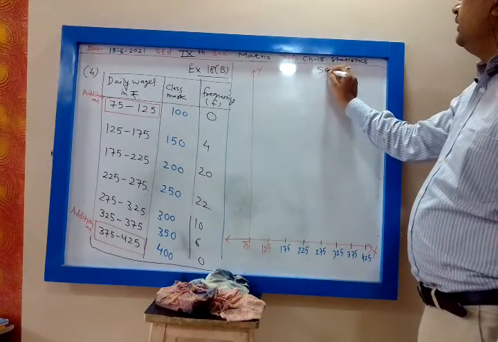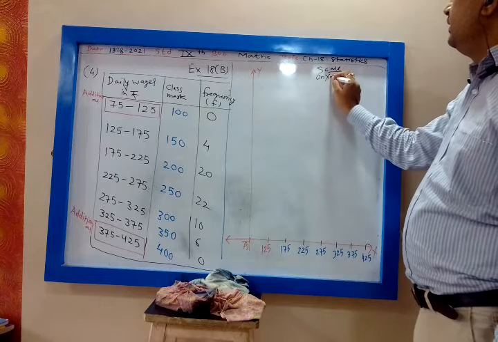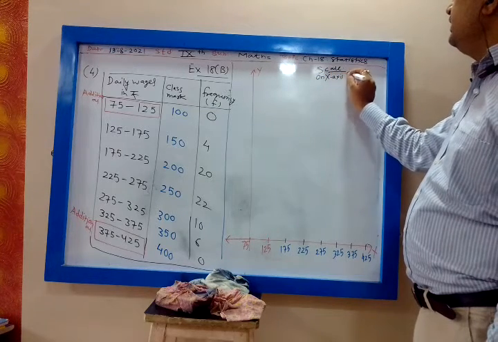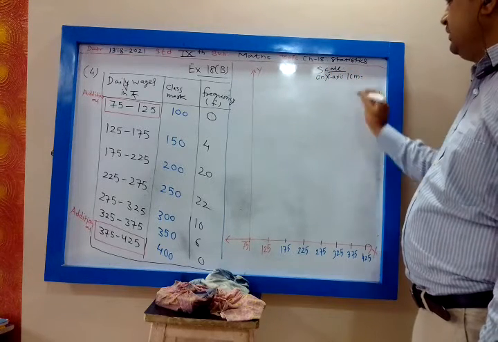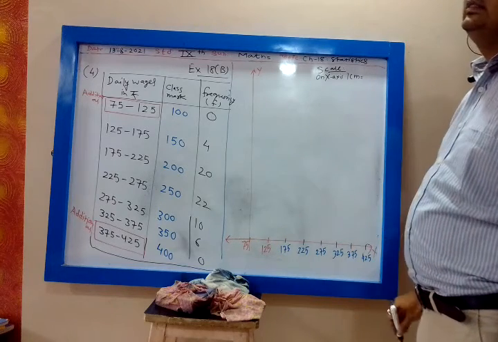So for a frequency polygon you have to add one class interval in the beginning and one class interval at the end, then class mark and frequency. Okay, so what is the scale you will write? Scale, yes. On the x-axis, 1 centimeter is equal to how many units? Yes, tell me.